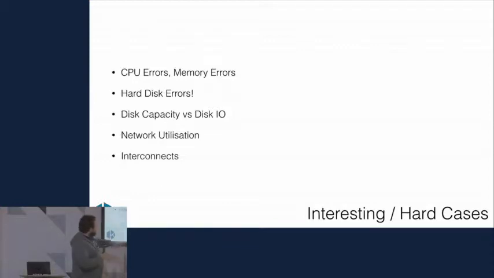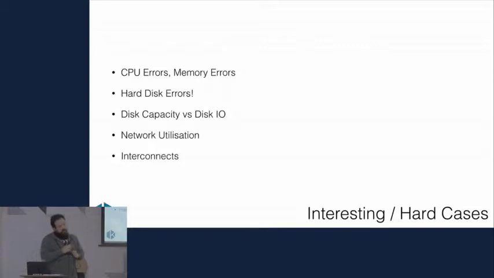Disk capacity versus disk IO is another one. I've never actually had an outage because we've been hammering our disks, but I have had so many outages because we filled them up. And this method is a bit hazy on what saturation and utilization for a disk mean. Does it mean disk IO? Does it mean capacity? Does it mean both?